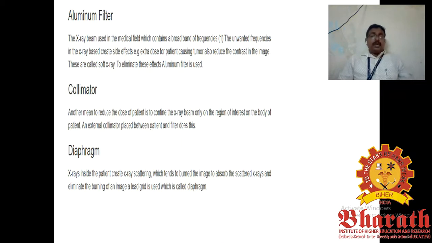Then you can see you will have an aluminum filter, as we have seen in the basic block diagram. The X-ray beam used in the medical field contains a broad band of frequencies. The unwanted frequencies in the X-ray beam create side effects, that is, extra dose for the patient causing tumor, and also reduce the contrast in the image. These are called soft X-rays. To eliminate these effects, an aluminum filter is used.